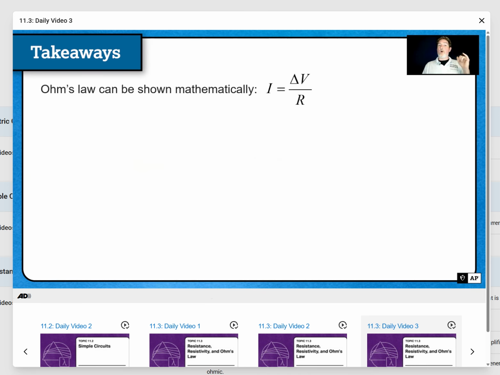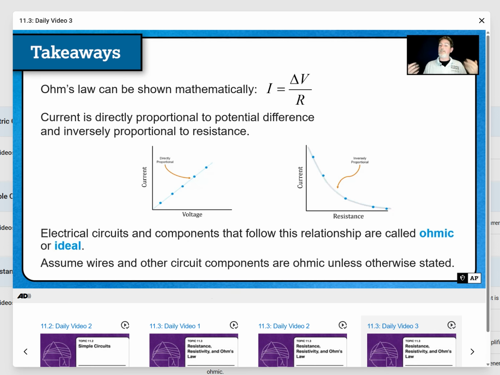Any electrical circuit or component that follows this relationship is considered to be ohmic or ideal. We always assume that wires and circuit components are ohmic unless it's otherwise stated within the problem.